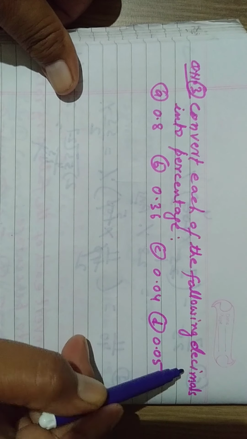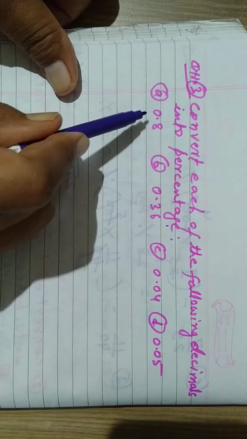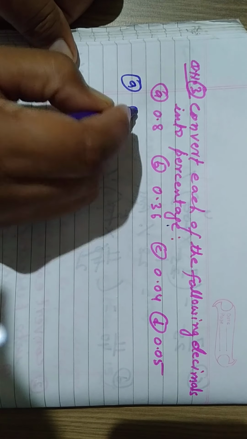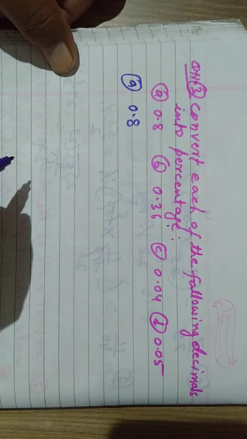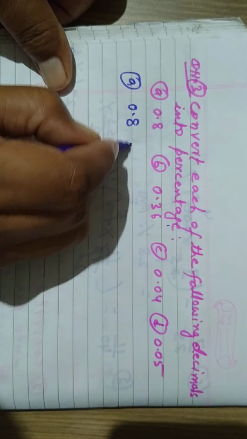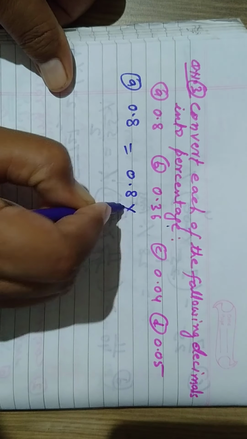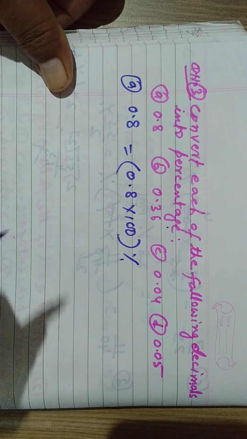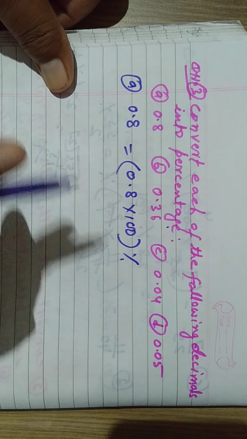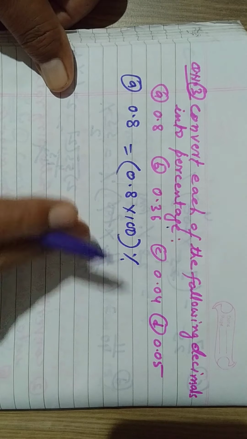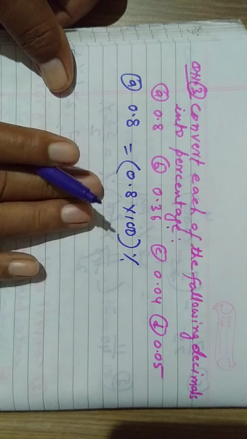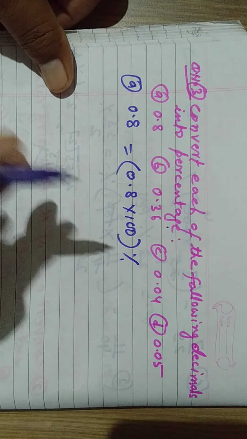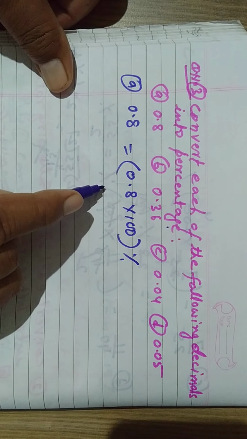Convert each of the following decimals into percentage. The first question is 0.8. How to solve? 0.8 into 100, because this is the process, this is the rule. Whenever we have to convert into percentage, we have to multiply by 100. This is the rule.